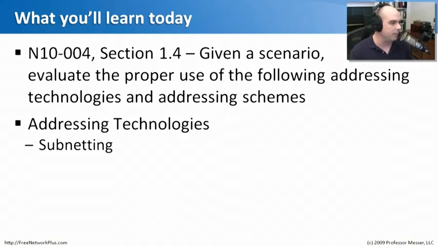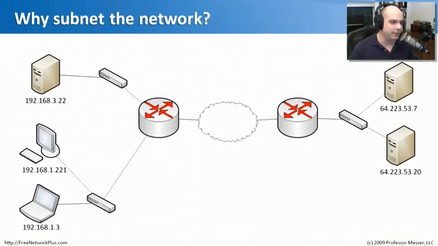This comes from our Network Plus exam N10-004, section 1.4, where given a scenario, we need to evaluate the proper use of the following addressing technologies and addressing schemes. We're going to build on our previous module of binary math. If you haven't seen that or you're not familiar with doing any type of binary math, we're going to skip over that aspect or just assume you know how to do it. So if you're going through this module and you're wondering how we calculated that, you may want to go back and look at that previous video.